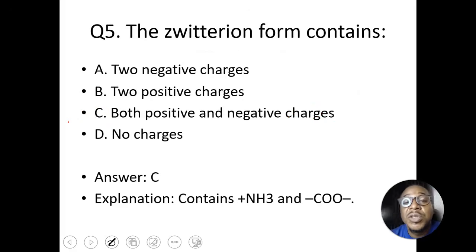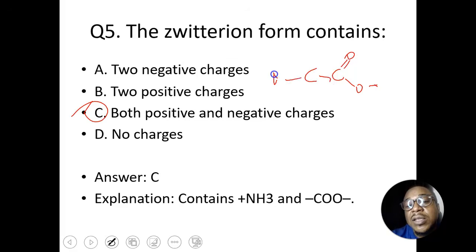For the zwitterionic form, it contains both positive and negative charges, from the previous slide. That's what we say when the amino acid is in zwitterionic form. It must contain both positive and negative charge, like what we did previously. So this is the negative charge, COO minus. This is the alpha carbon. This is the amino group NH3 plus. So you can see that it must have a positive charge and a negative charge. That also is there in the zwitterionic form.